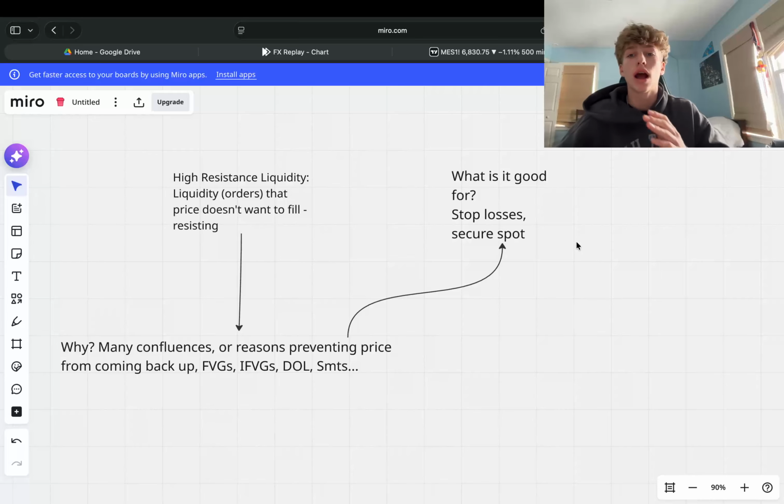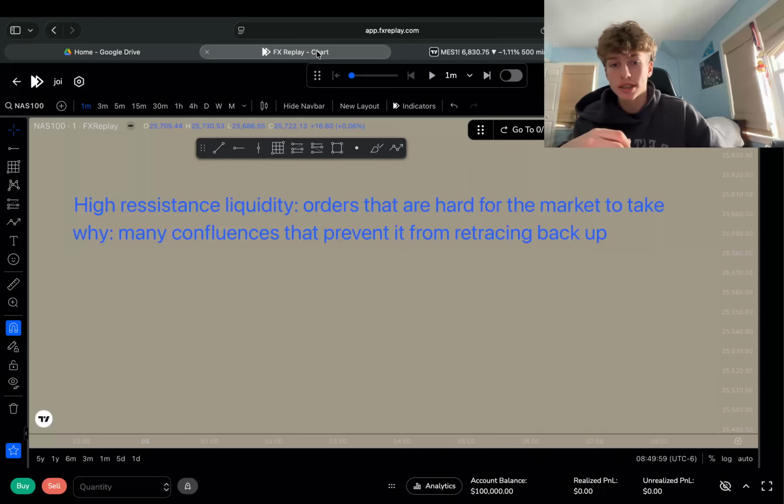Basically, a high resistance drawn liquidity is a drawn liquidity, right? A high or low that is hard for price to retrace to. Why is it a difficult spot? Because it is protected by multiple opposing confluences, and if the markets are in a sell order, if there's a high that is a high resistance draw, that high should not get visited again because it is high resistance, right?